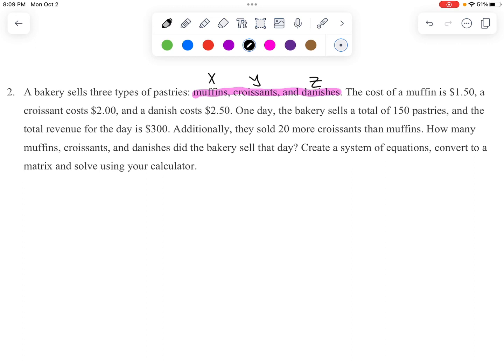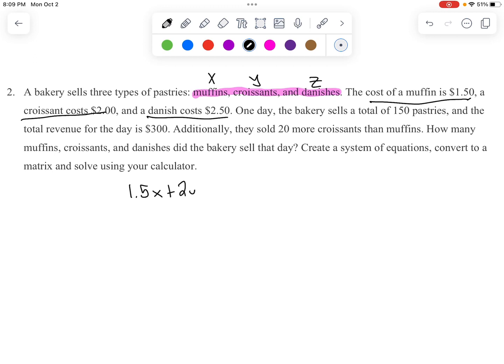Okay, so let's talk about each piece of information we're given. First off, we're given the cost of each item. So we have muffins is X, so we will have $1.50 X.